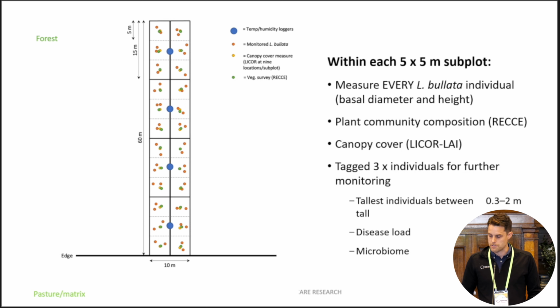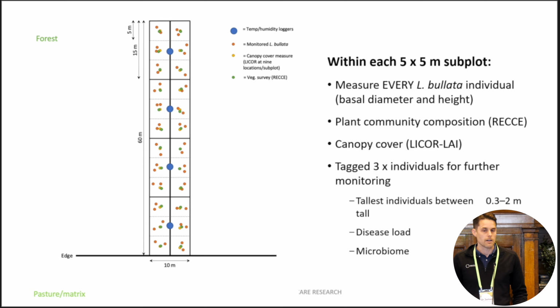And then also in each of those subplots, we tagged 3 individuals for further monitoring for disease assessments. And we selected these as the tallest individuals that were less than 2 metres tall and greater than 0.3 of a metre high. So we didn't always have 3 individuals in a subplot that fit those criteria, but usually we did. And we went back and revisited to look at disease load, and also we did some microbiome studies, but I won't be presenting that today because those data are still being analysed.